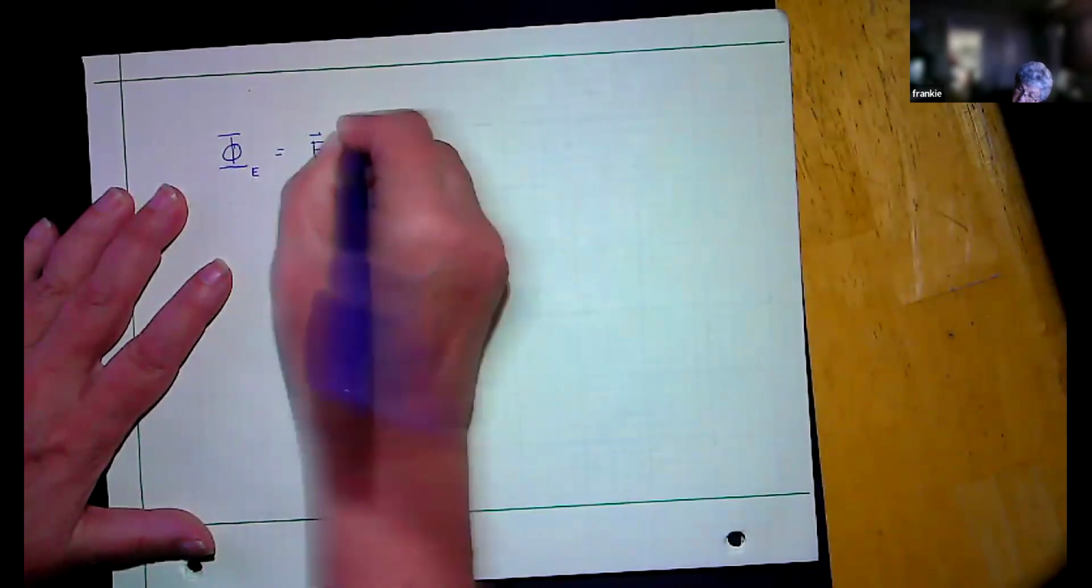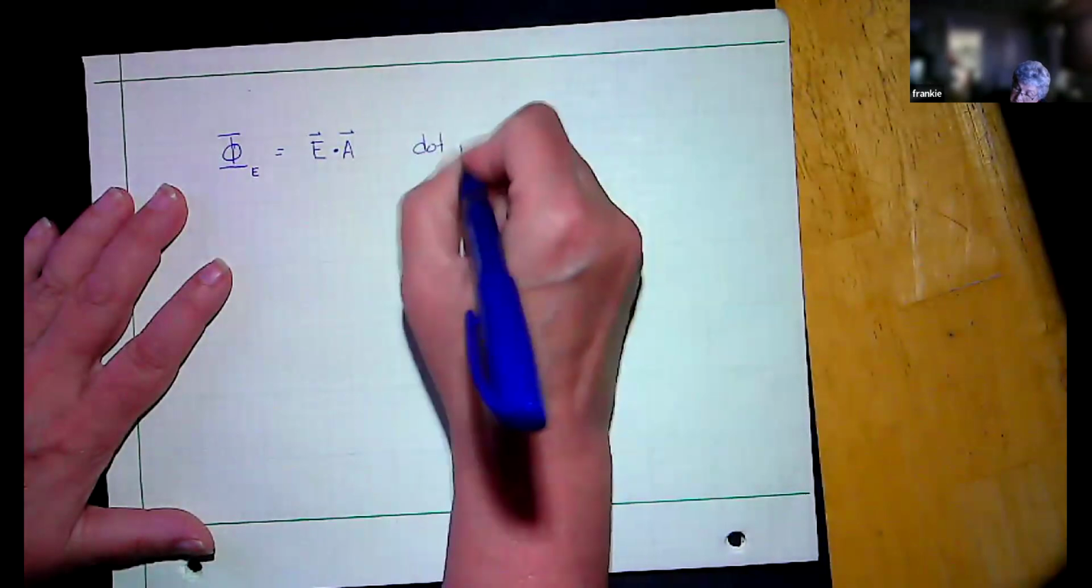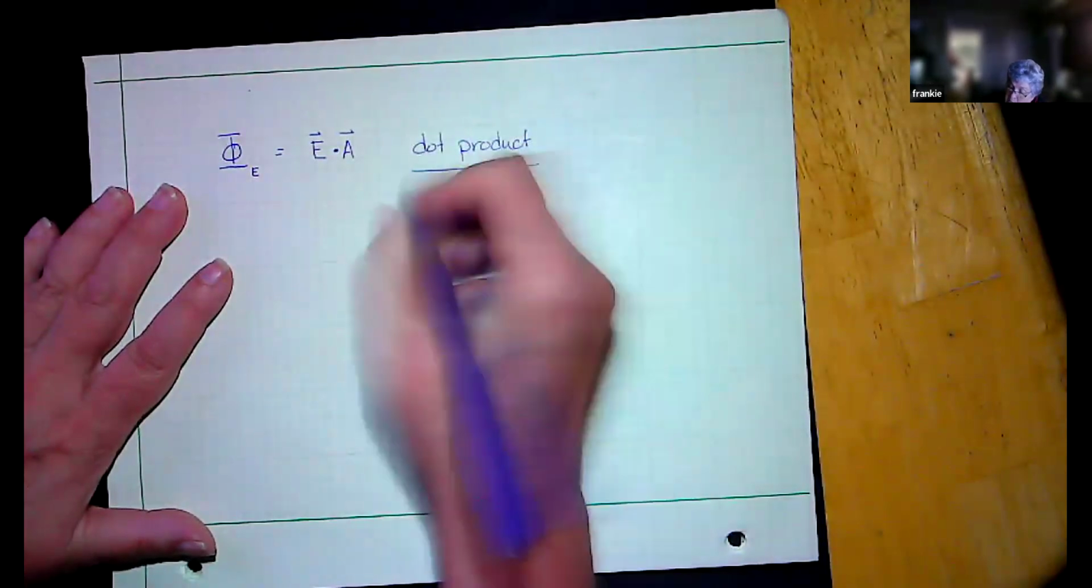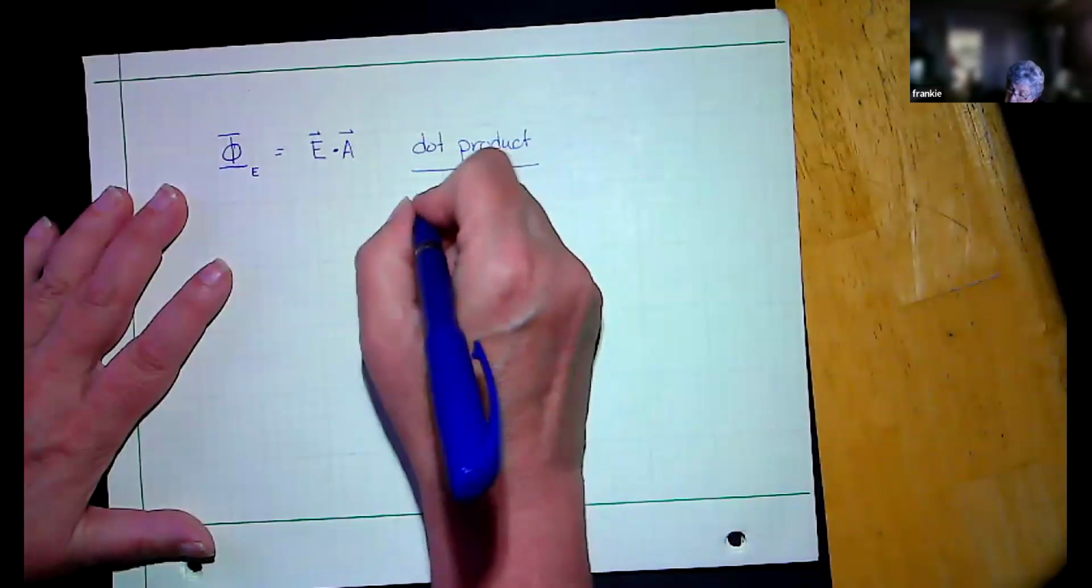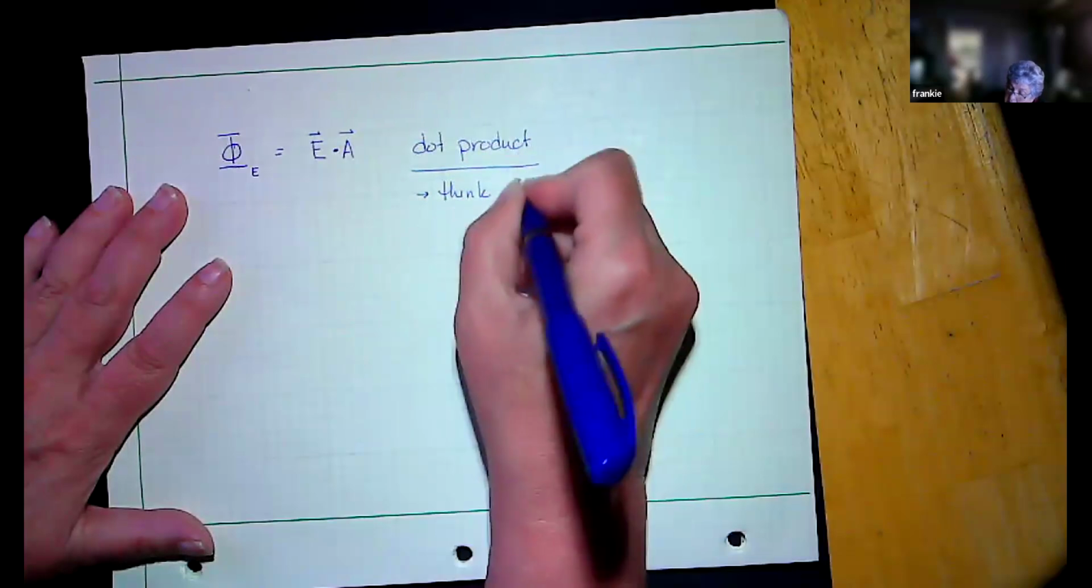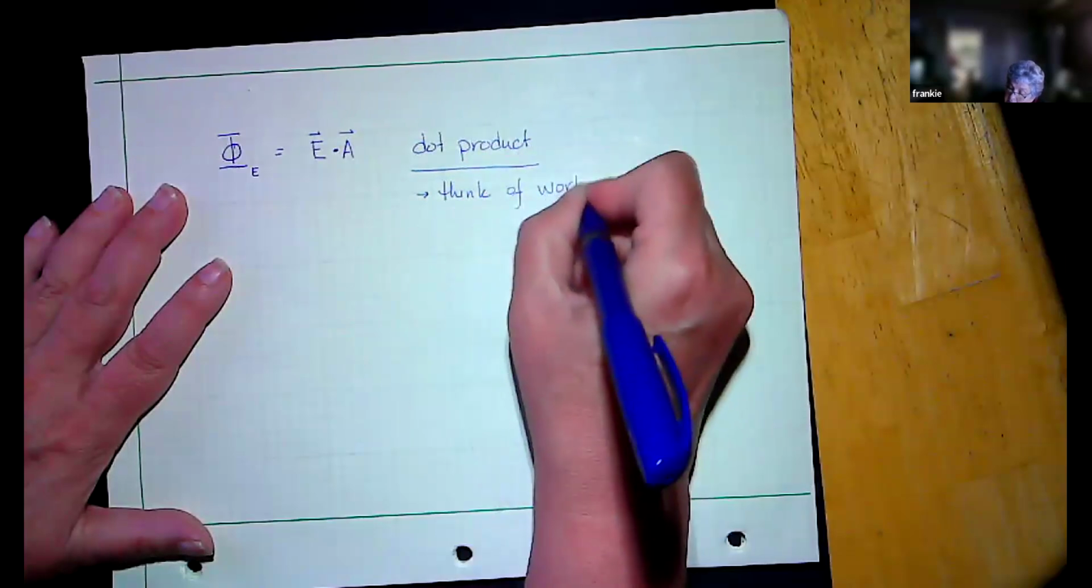And Gauss's law is going to say something to the effect of this, that I'm going to define an electric flux as the dot product. And we've seen dot products before. Think of work and energy.